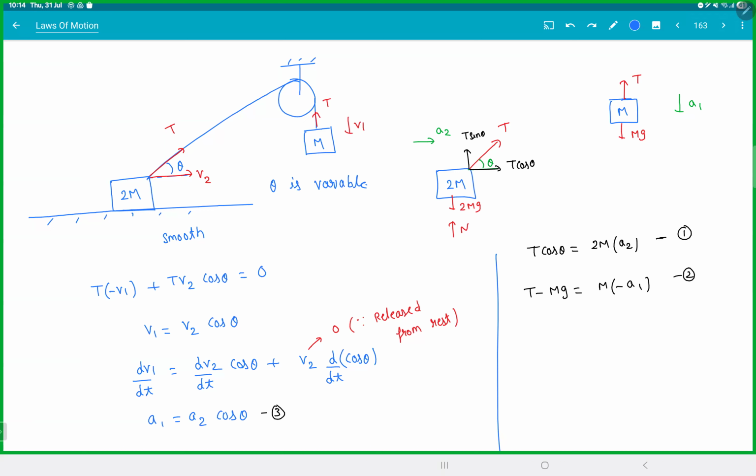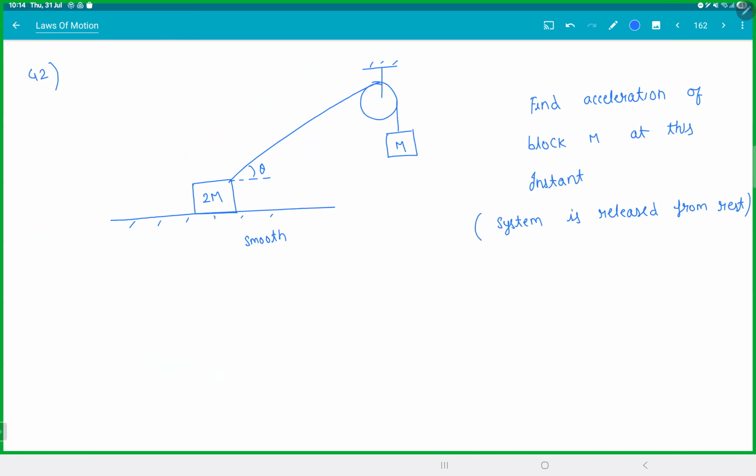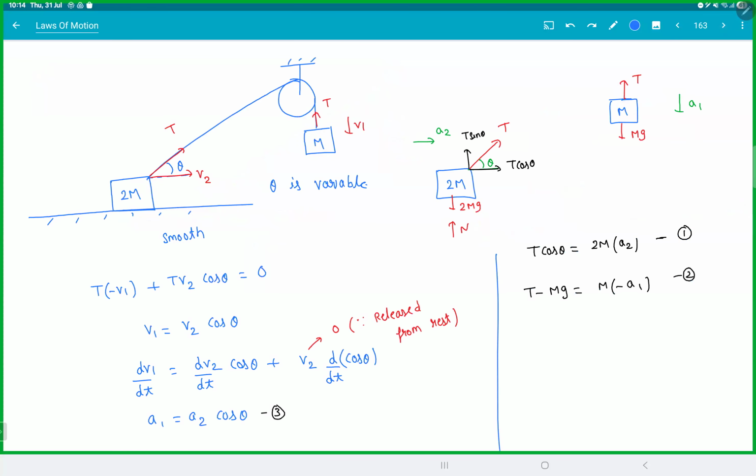No, I didn't take initial velocity. I said v1, v2 are the velocities at that instant. v1 and v2 are the velocities when the angle is theta. Right? And in the question it is given that when the angle is theta, they are released from rest. Got it? Yeah. So differentiate and then substitute the value of 0. Don't substitute in the beginning.